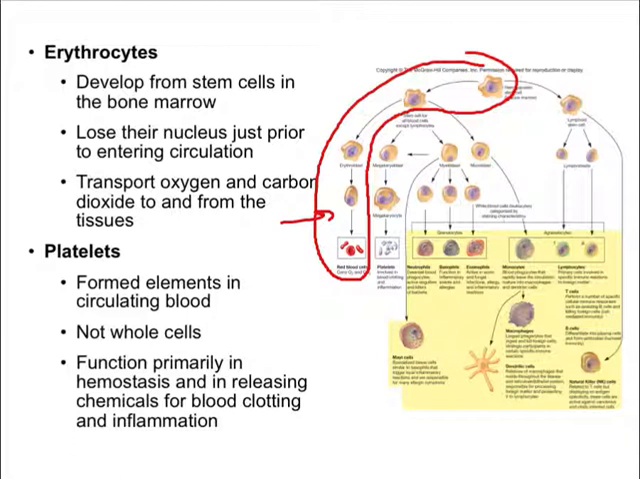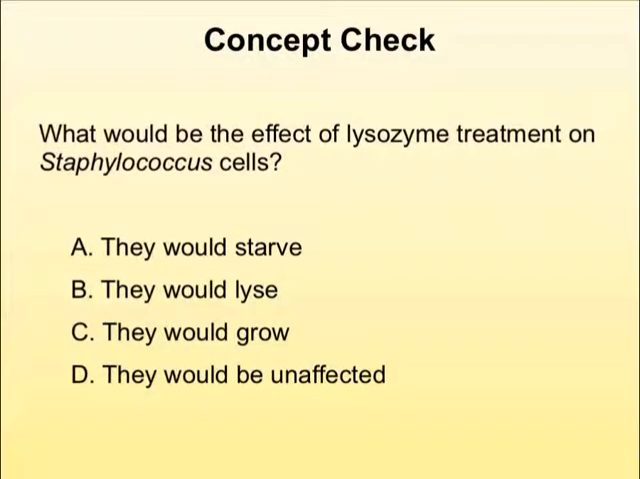Now, platelets are another story. They are also formed elements of the blood, but they're not true cells. They're just parts of cells that fragment off. They function primarily in hemostasis and in releasing chemicals that are involved in blood clotting and the inflammation process. So now we've looked at all of the different types of blood cells, the leukocytes and the erythrocytes and platelets.